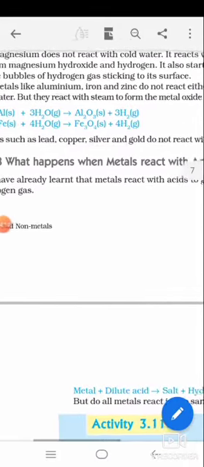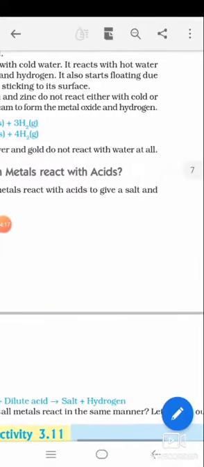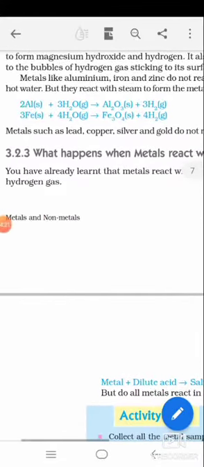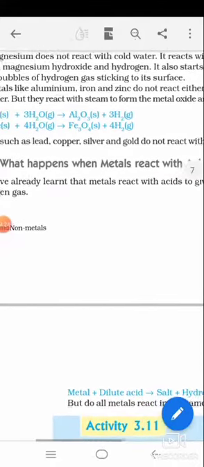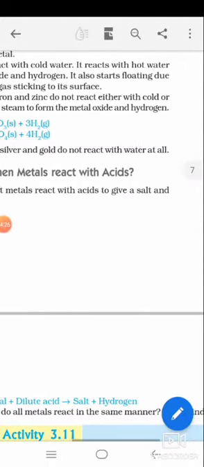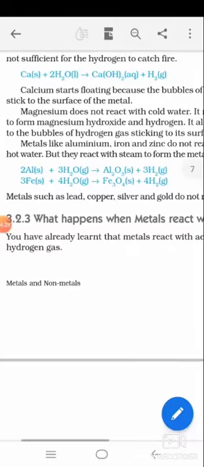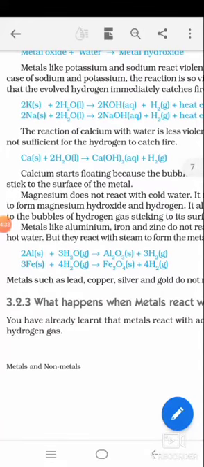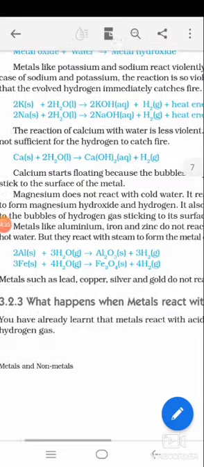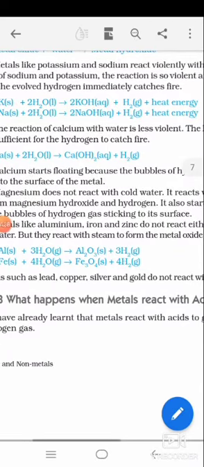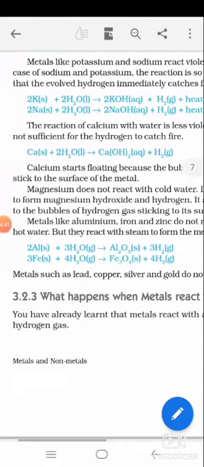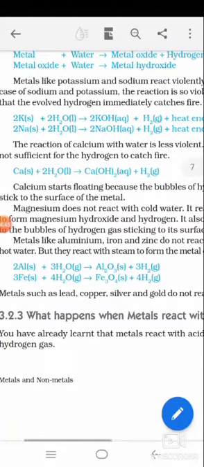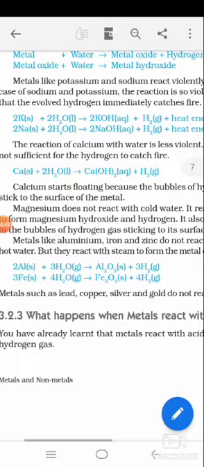Now, metals like aluminum, iron and zinc do not react with either cold water or hot water, but they react with steam. Metals such as lead, copper, silver and gold do not react with water at all. So I think you may be clear. We studied some metals here: sodium, potassium, calcium, magnesium, then aluminum, zinc, iron, then lead, copper, silver. I think you may remember the different reactivities of these metals with water.